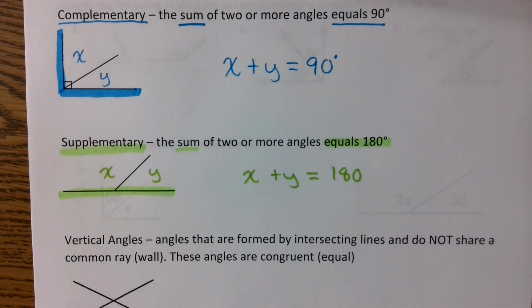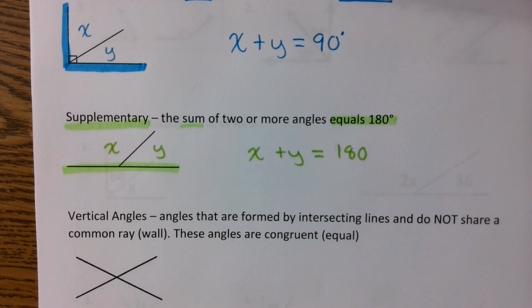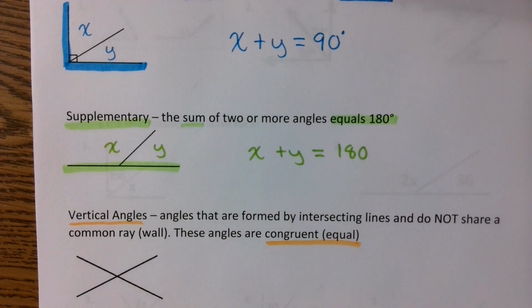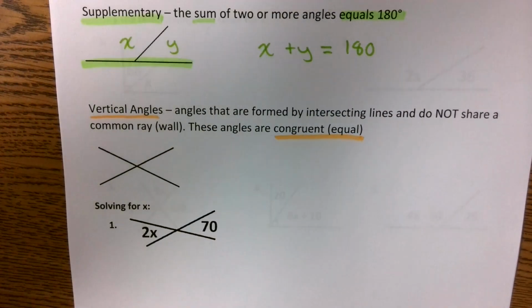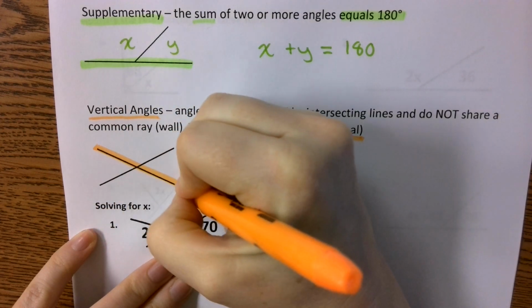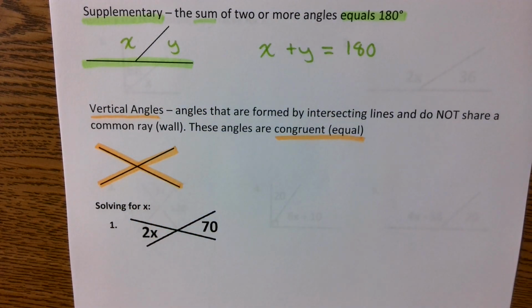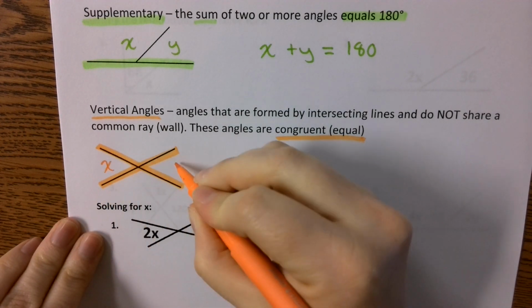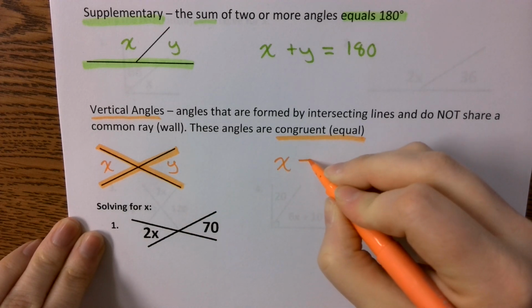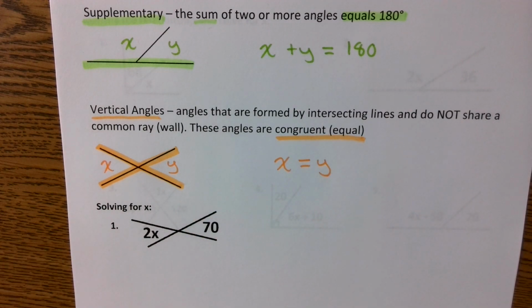And then the last relationship that we had discussed was the vertical angle relationship. So remember, vertical angles are basically just congruent or equal to each other, and they are formed by these intersecting lines. So you basically have what looks like a couple of lines crossing over each other. And in this situation, if this was x and this was y, then what we're saying is that x is equal to y. You do not add them together. They do not equal a number. They are equal to each other. Okay, so that's just the basic idea of what we had covered from last week.